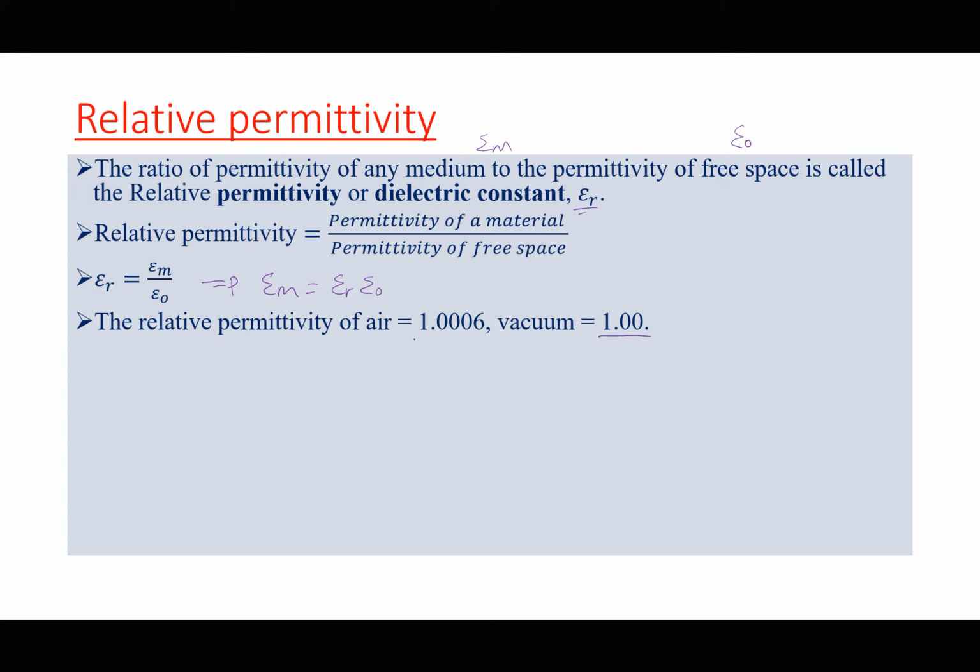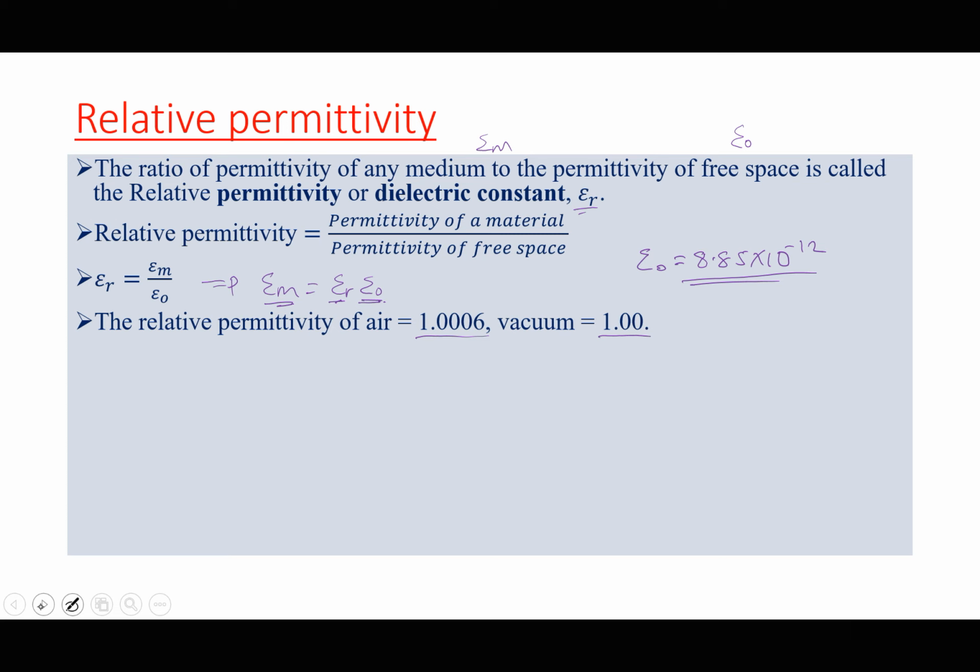The relative permittivity of air is around 1.0006. That's why we say when the charges are put in free space or in a vacuum, epsilon m is the same as epsilon naught, because the relative permittivity is approximately 1. Remember, we have established that epsilon naught is a constant which is normally given, the permittivity of free space, that is 8.85 times 10 power negative 12, which is always given.